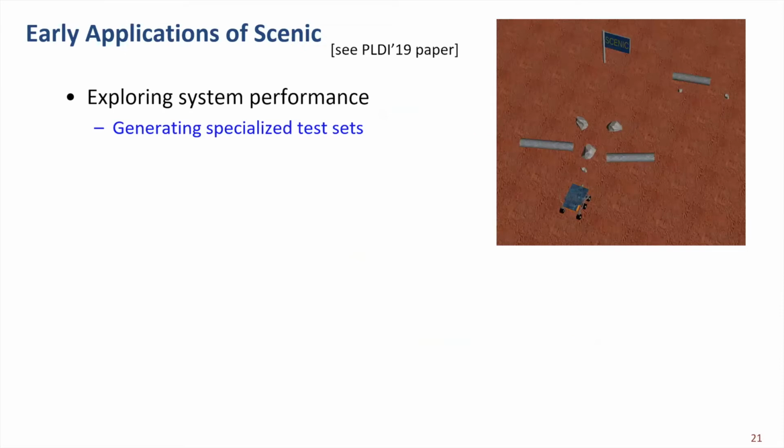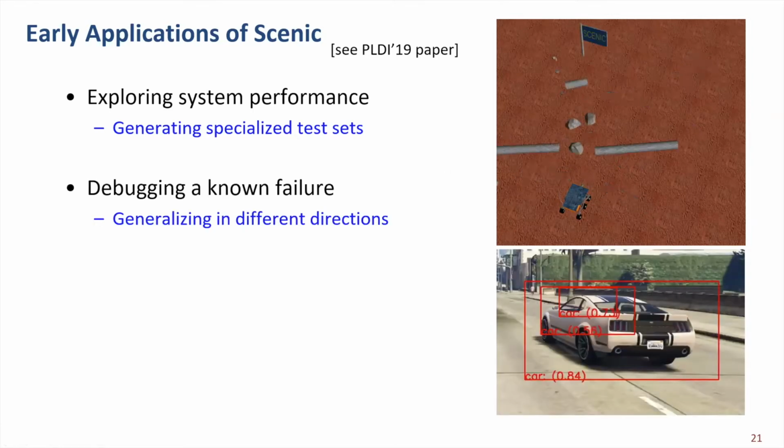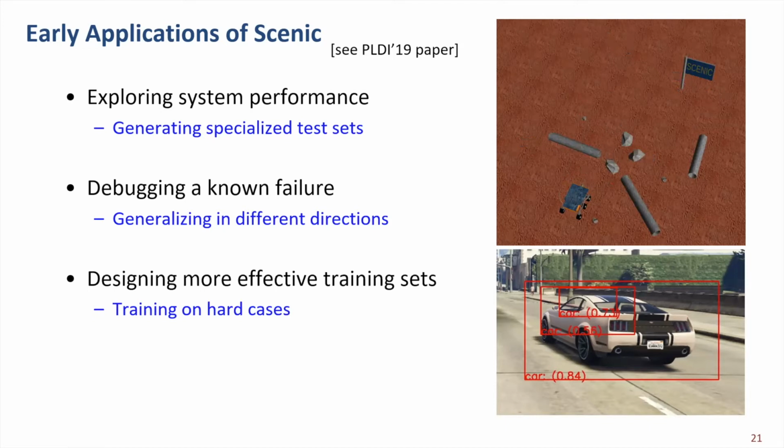All right, so when we first did this work, there were some early applications like generating specialized test sets to do some design space exploration. We can connect Scenic to other simulators. In this case, there's a Mars rover modeled in VBots. We can debug failures of neural networks. Here's a case that we described in the PLDI paper where a car was misclassified as 3 cars, right? And you could use Scenic to do delta debugging and figure out what the problem was. We can also design training sets using synthetic data to improve performance on cases of interest.